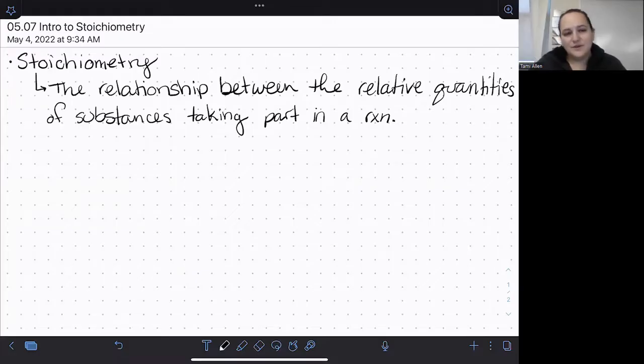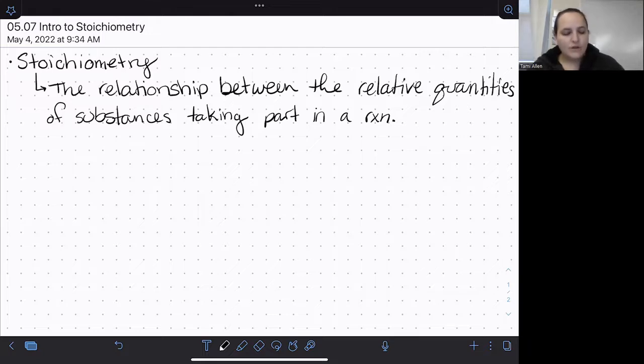In this video, we're going to start looking at how a balanced chemical reaction can help us understand the relationships between different reactants and products. And this whole idea is known as stoichiometry, which is just the relationship between the relative quantities or relative amounts of substances taking part in a reaction or being produced by a reaction.